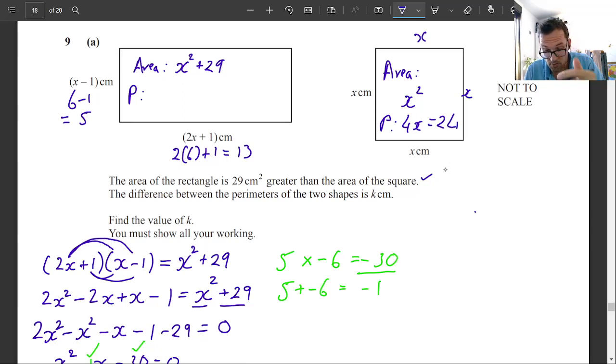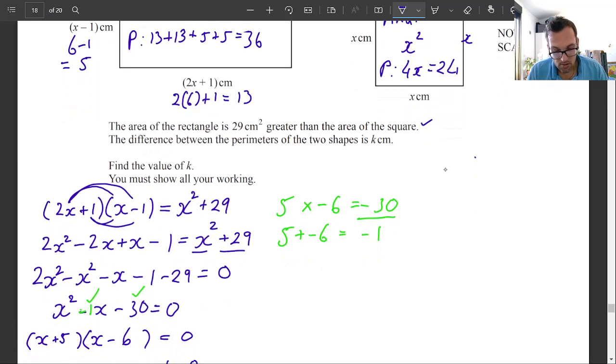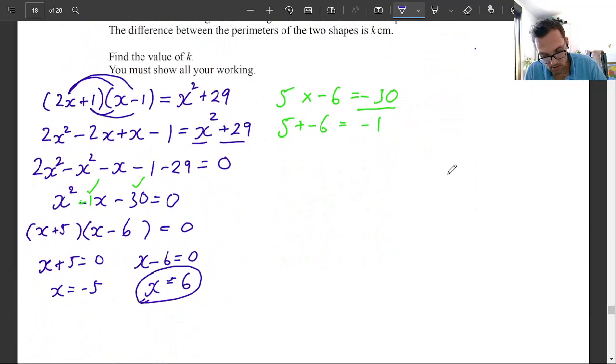What's the final perimeter of the rectangle? Well, we're going to be 2 times 13, or 13 plus 13, the 2 lengths, plus 5 plus 5. What is that? That will give us 36 perimeter. The difference between the two is k, so we just have to subtract them. 36 for the perimeter of the rectangle minus 24 for the perimeter is 12. So that is k. K is 12.